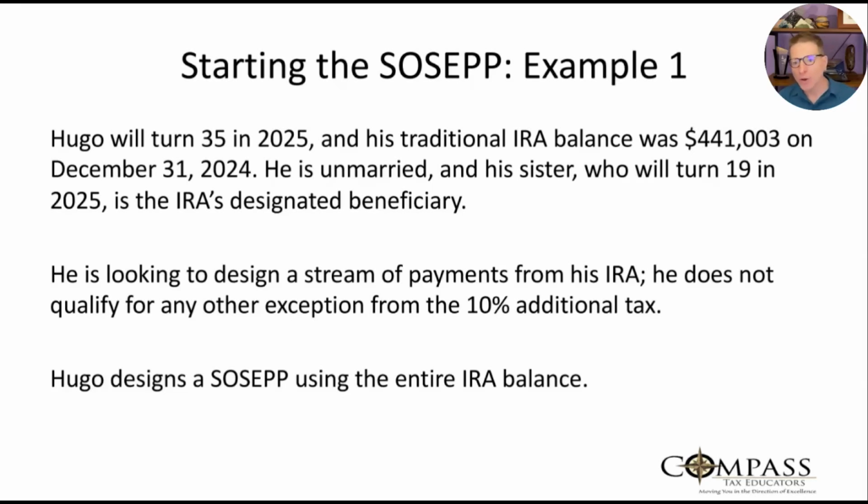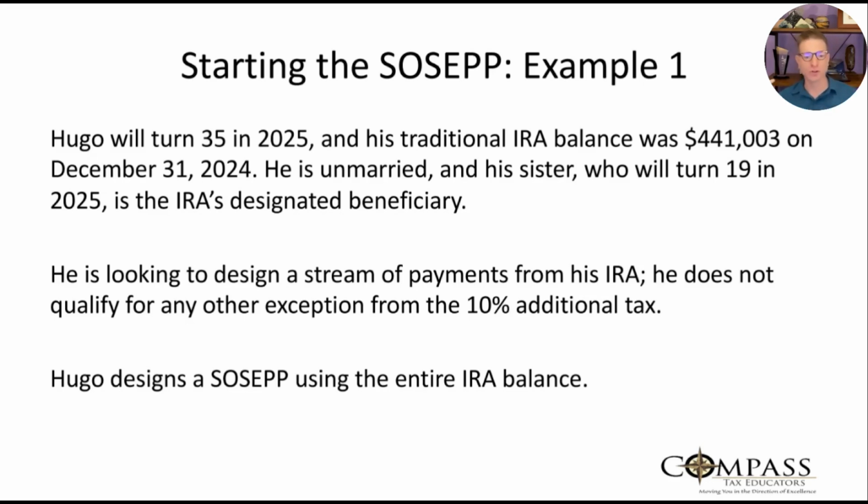So let's walk through an example of how this all comes together. Hugo is going to turn age 35 in '25. And let's just assume his traditional IRA balance on December 31 was $441,003. He's unmarried. His sister, who turns 19 in '25, is the beneficiary of the IRA.